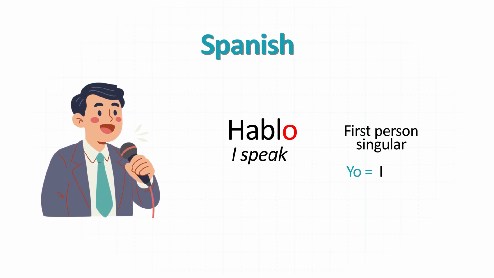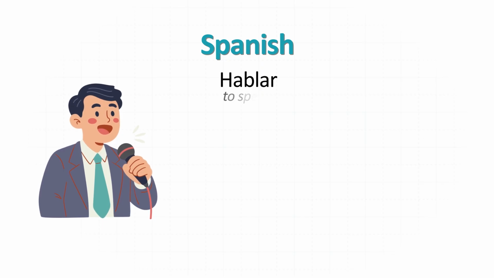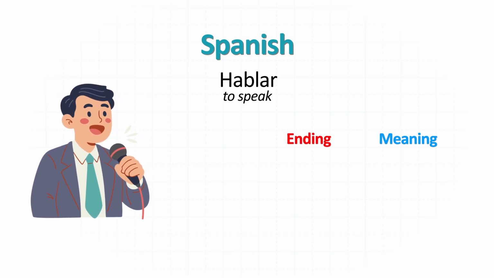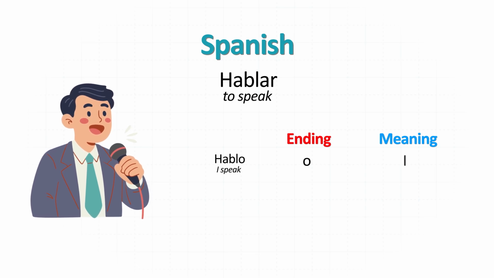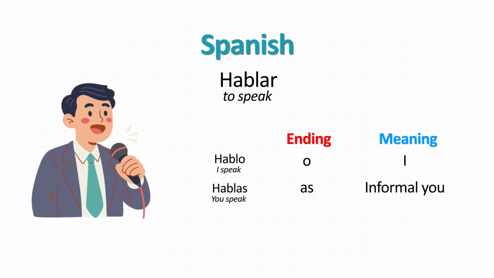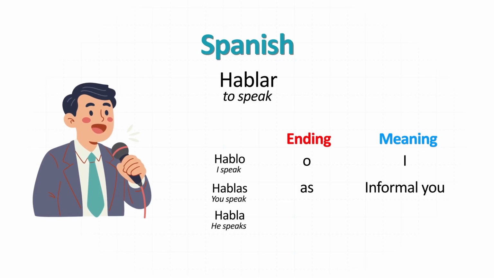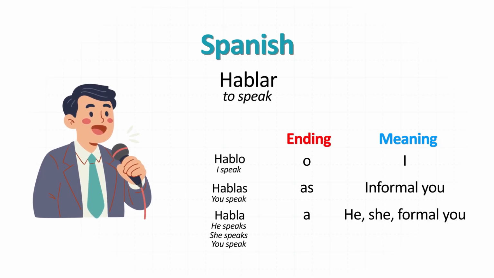Let me show you this with a common verb. The verb hablar means to speak. Here's how it changes. Hablo means I speak. That O ending always means I. Hablas means you speak. That AS ending always means you when talking to one person informally. Habla means he speaks, she speaks, or you speak formally. That single A ending signals third person or formal you.